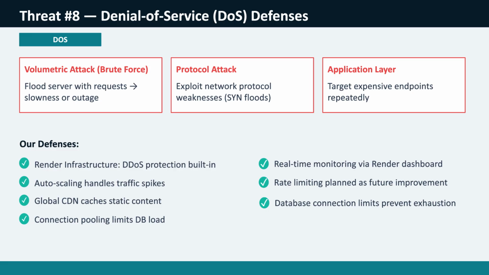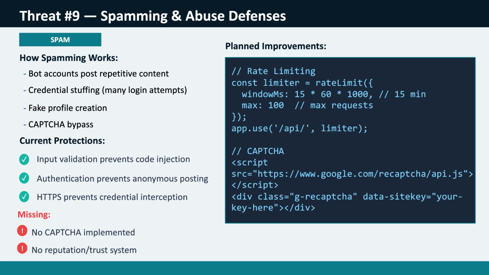Denial of service attacks attempt to crash or overload systems. We rely on Render's infrastructure, which includes DDoS protection. Their platform autoscales to handle traffic spikes. At the application layer, we use connection pooling to ensure we don't exhaust the database resources. Rate limiting would be a valuable addition to prevent single-user attacks. Render's monitoring tools allow us to detect unusual traffic patterns.